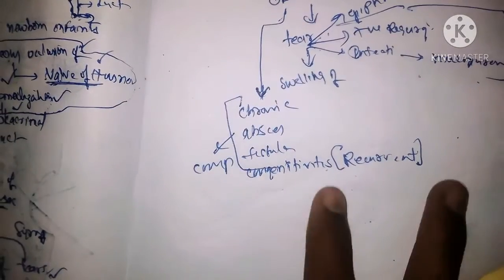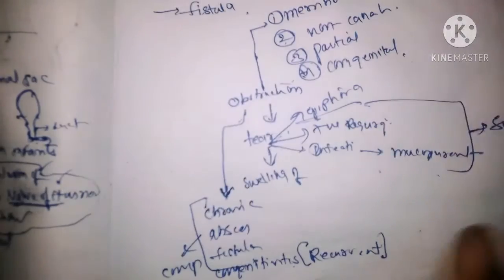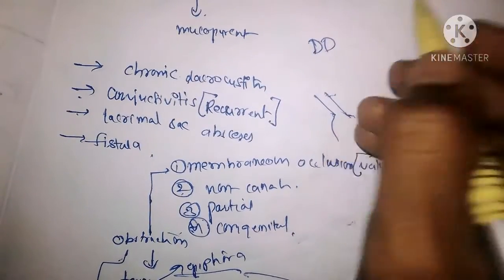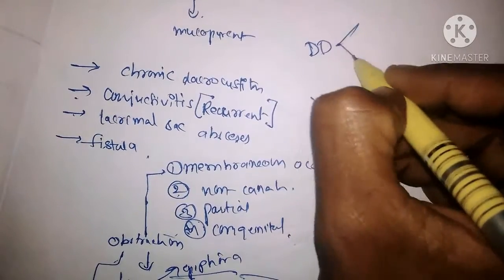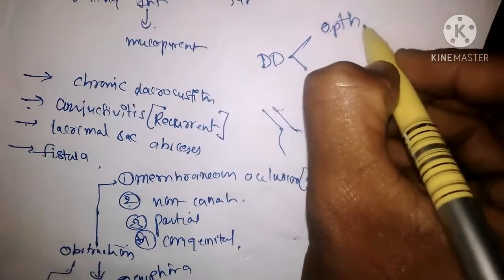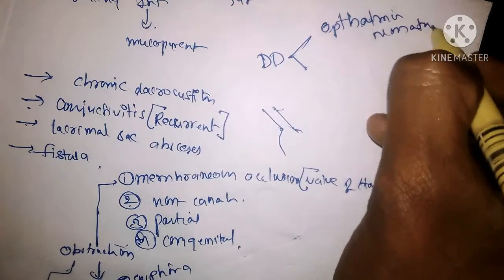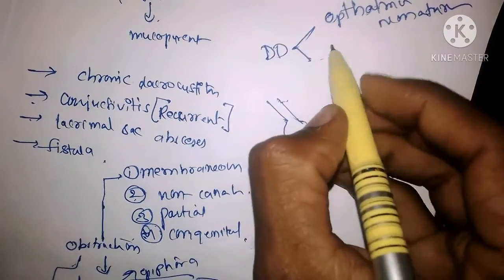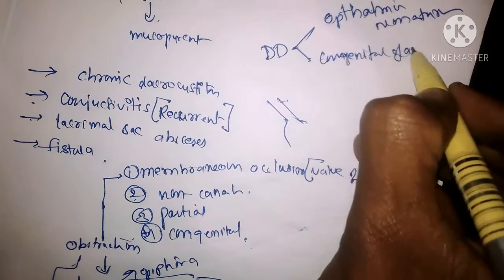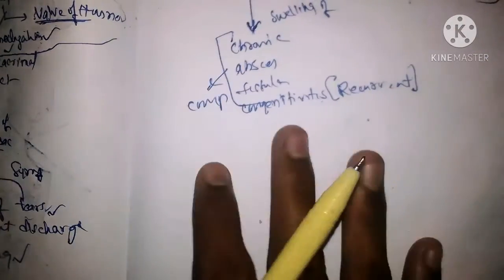Clear? Now, what could be the differential diagnosis? There are two. We have to differentiate this congenital dacryocystitis from two other conditions. They are ophthalmia neonatorum, and the second one is congenital glaucoma. Clear? These two are the differential diagnosis.